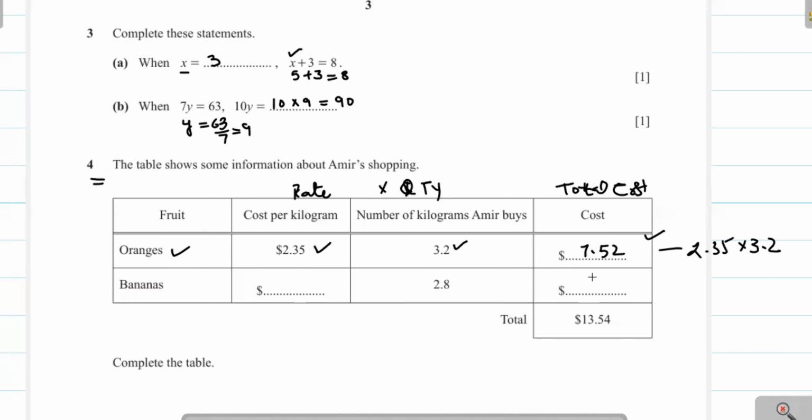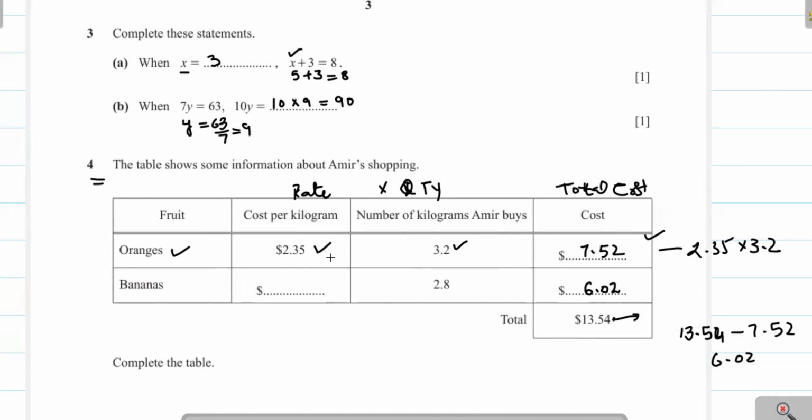Next, you see here the banana total cost we can find if we subtract 13.54 minus 7.52. This will be equal to 6.02. Therefore, the total cost of bananas is 6.02.